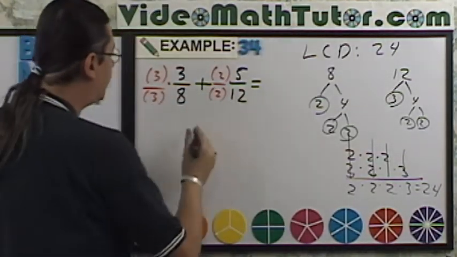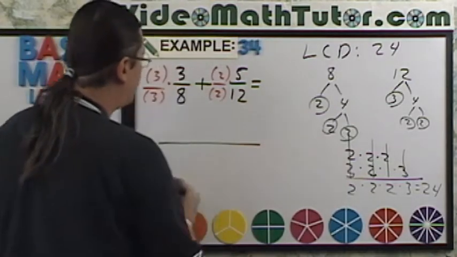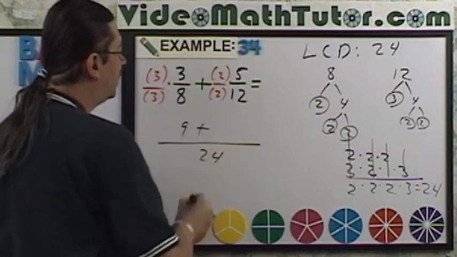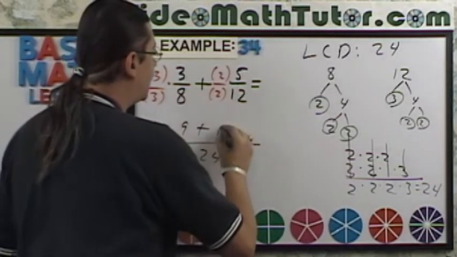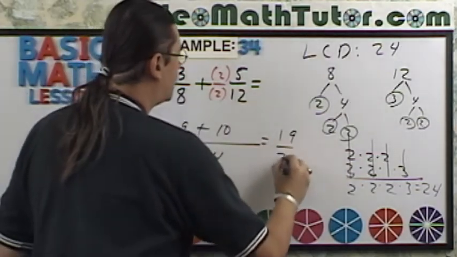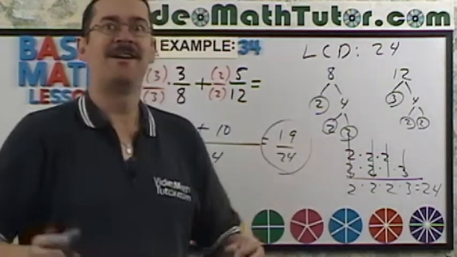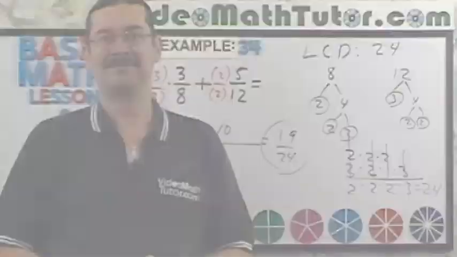So now let's create our new fractions. Well, we're going to have a common denominator, so I really need to write just one of these, 24. 3 times 3 is 9, plus 2 times 5 is 10. This is equal to 19/24. This does not reduce, so there's our answer.